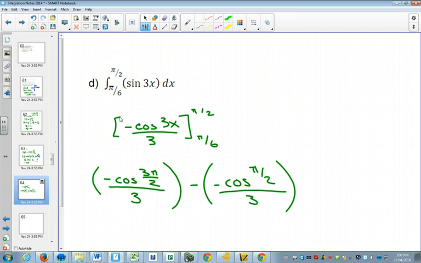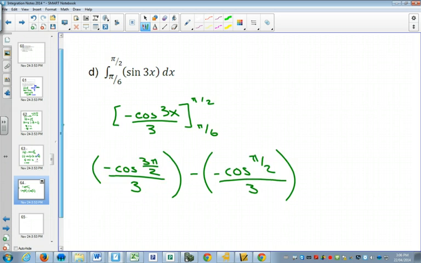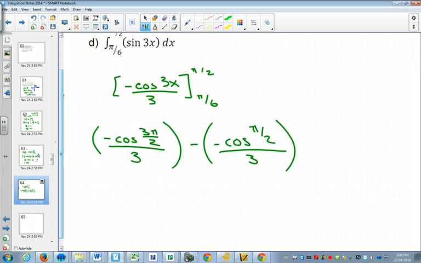If I plug in the pi over 6, 3 pi over 6 is 3 pi over 2. It's just pi over 2. That works. So why did I not... This is on your pi plate. What is the value of cos 3 pi over 2? 0.